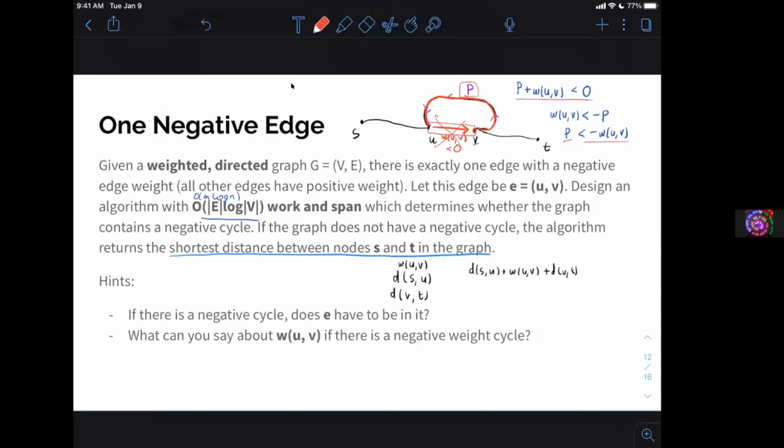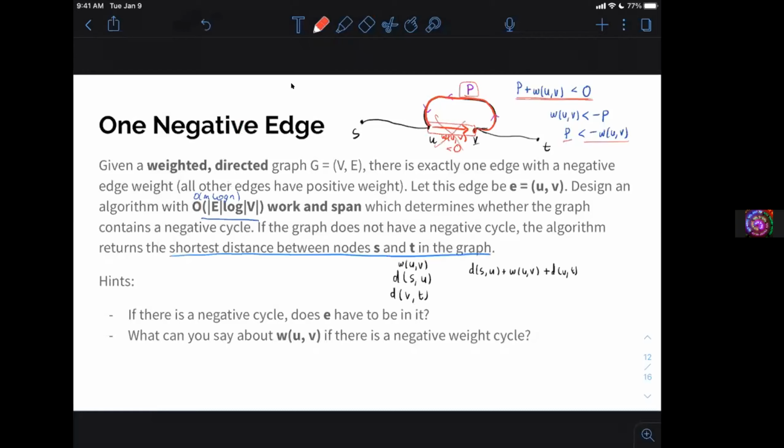So if it's not in a cycle, then there would just be no path besides UV that connects these two vertices, right? That's not necessarily true. You could still have a path from V to U which doesn't use the edge UV. But the point is that it's only going to be a negative weight cycle if this inequality is true.